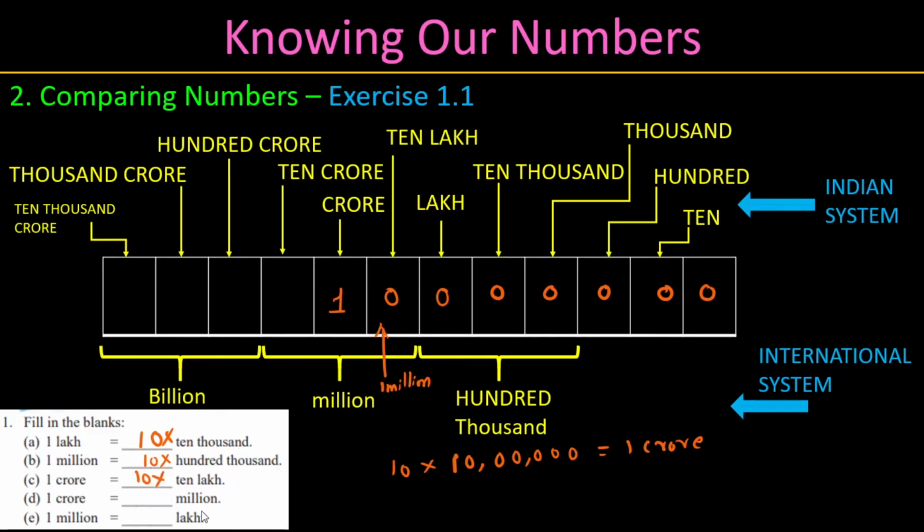1 crore equals how many millions? This is 1 million. This is 10 million. Okay, 1 million equals how many lakh? Here is 1 million. So we can put it here, 1 million equals 10 lakh. These are the answers for these questions.